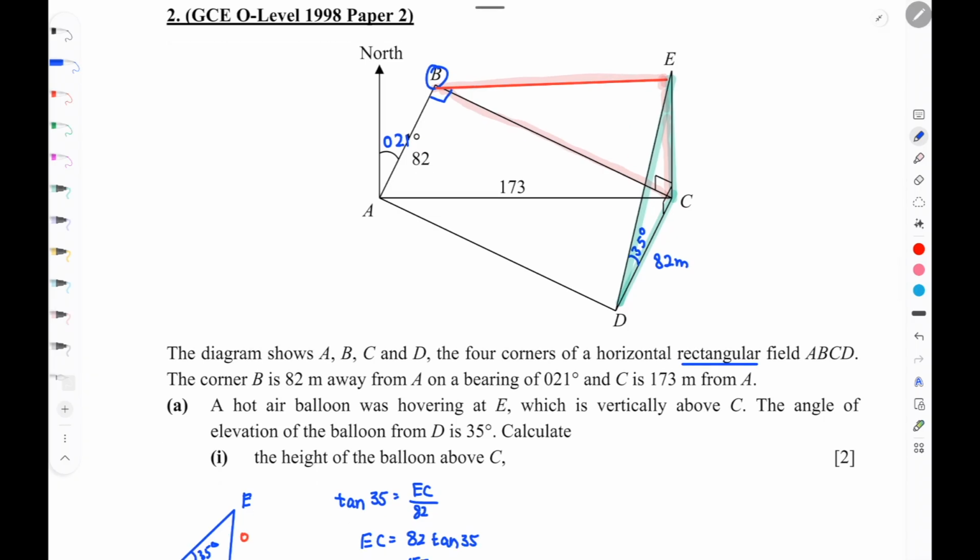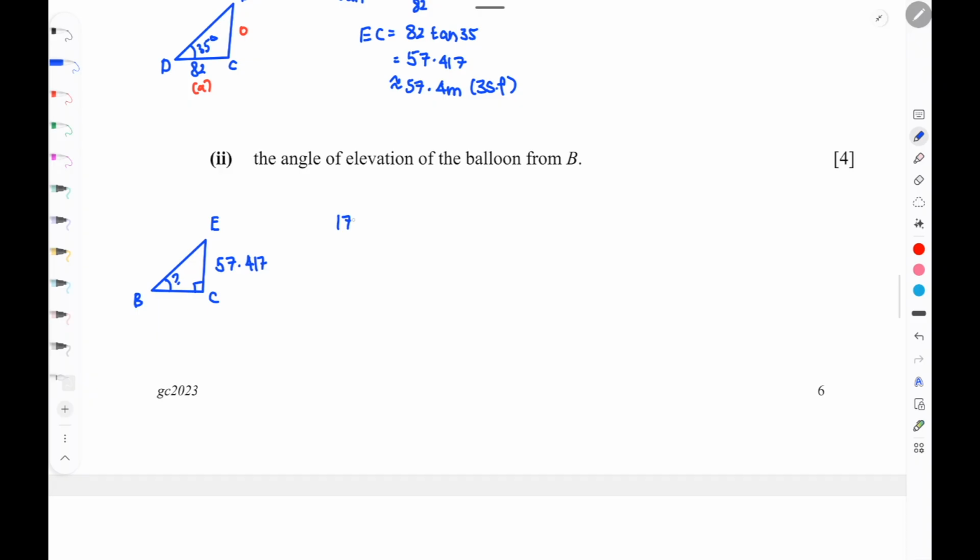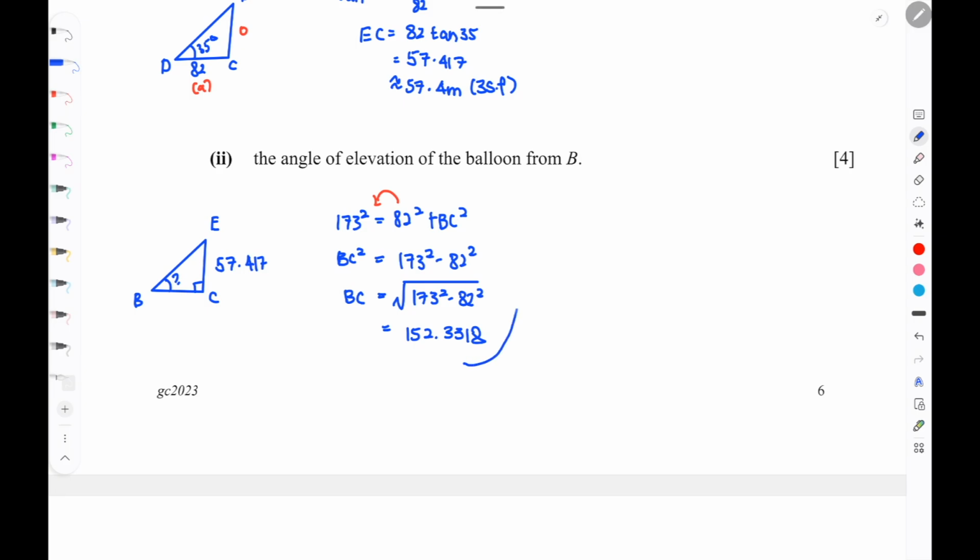So I have 173 squared equals 82 squared plus BC squared. Okay, I make BC my subject. I bring my 82 over to the other side. Okay, so I have 173 squared minus 82 squared. Okay, BC equals square root of 173 squared minus 82 squared. Okay, this will give me 152.3318.